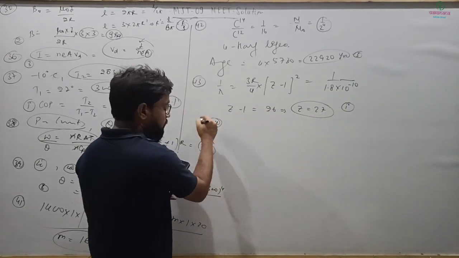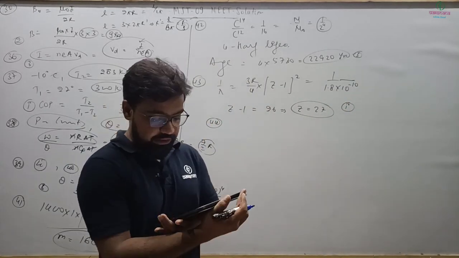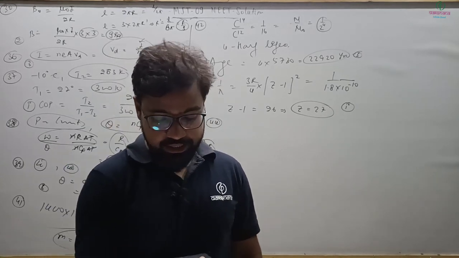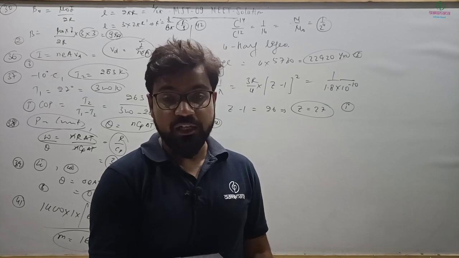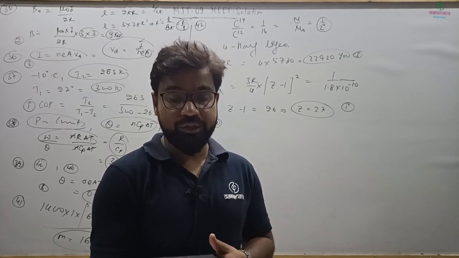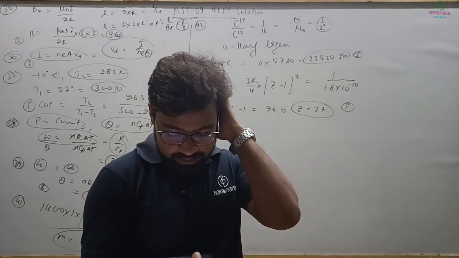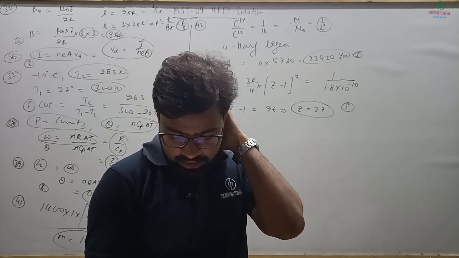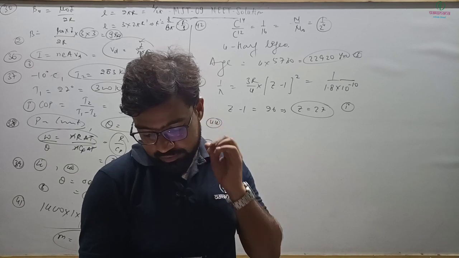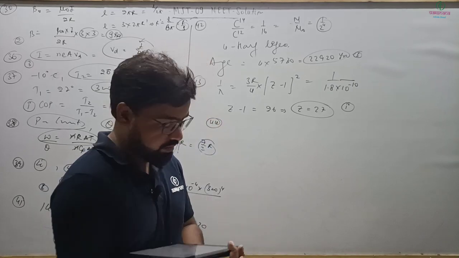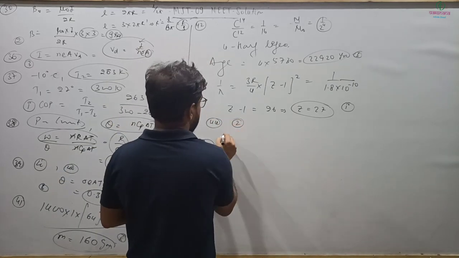Next question number 44. Which of the following is correct? Lyman series is a continuous spectrum? No. Paschen series is a line spectrum in the infrared region? Yes, theoretical, you should remember it. Balmer series is a line spectrum in ultraviolet? No. The spectral series formula can be derived from the Bohr model of hydrogen atom? That's also not correct. So I just take this one.